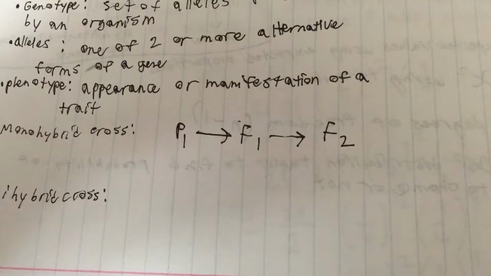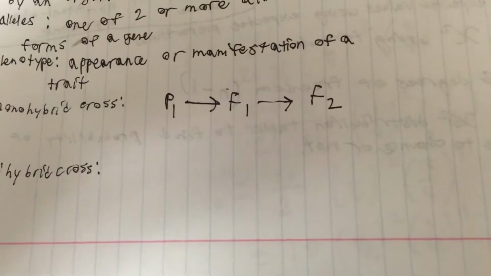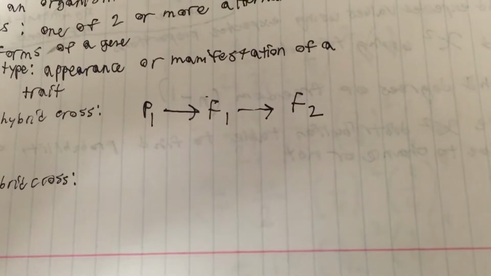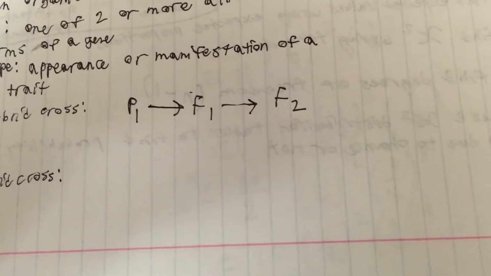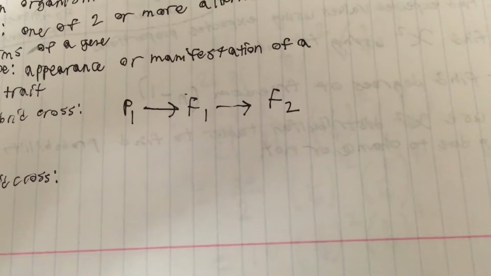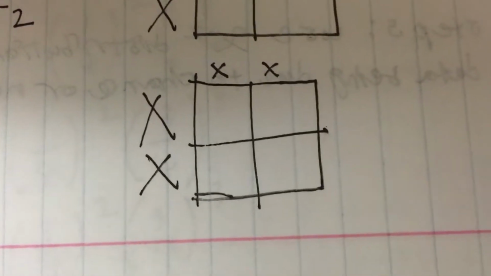So monohybrid crosses show us the law of segregation, and the law of dominance in action, and how there's dominant and recessive genes, so that you can retain the recessive gene, and then it can appear in the progeny in the next generation. We can use the Punnett square to illustrate this as well.